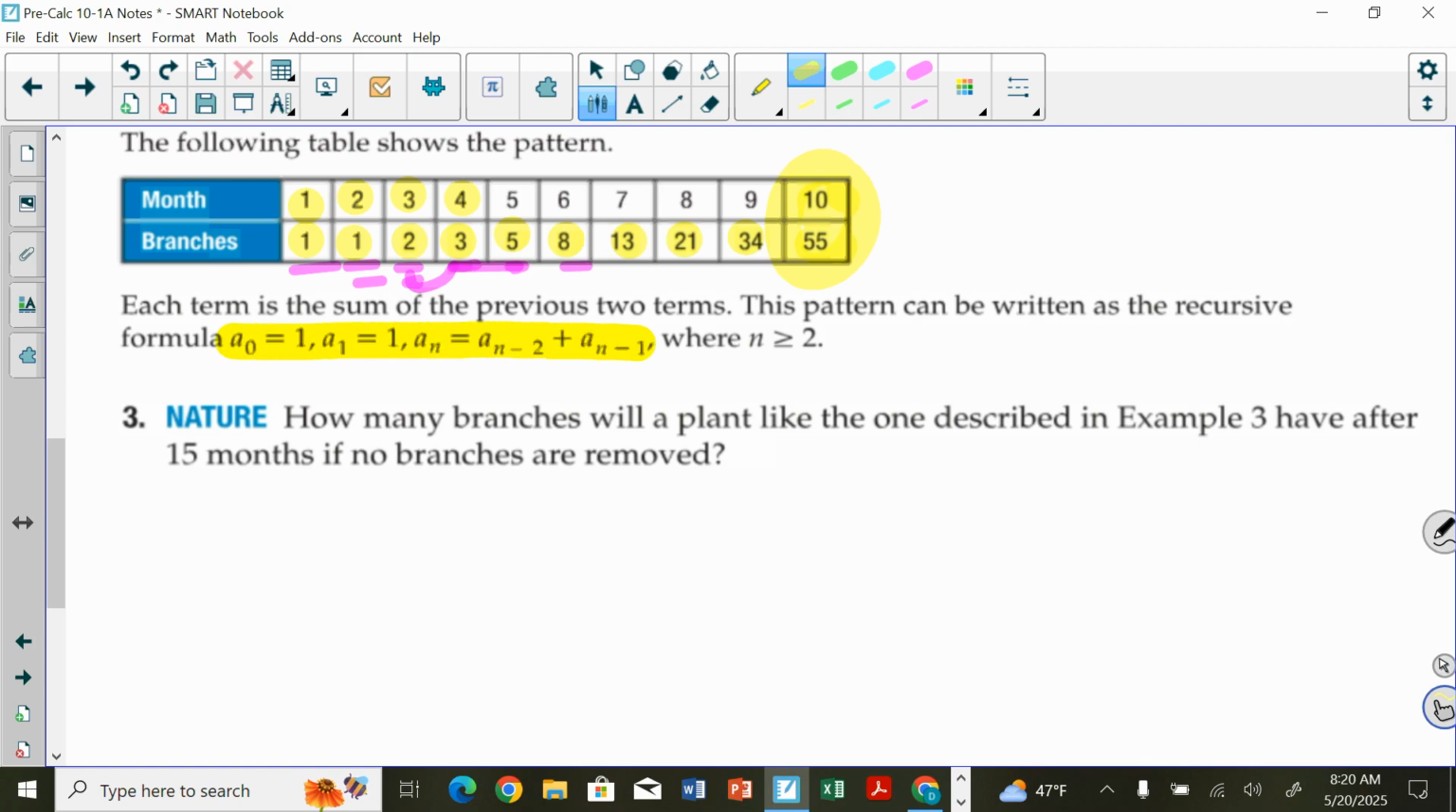Now notice that sometimes we start with an A sub 0, because it's going to be 1, and A sub 1 is also going to be 1. So just be careful of that. Sometimes they start with an A sub 0. Okay, so looking at this, how many branches will a plant like the one described above have after 15 months?